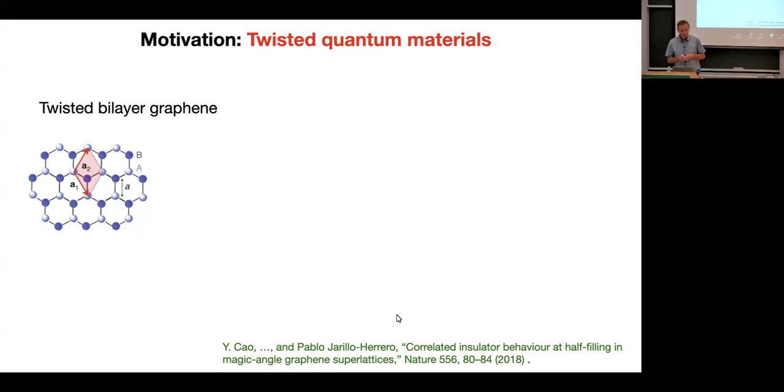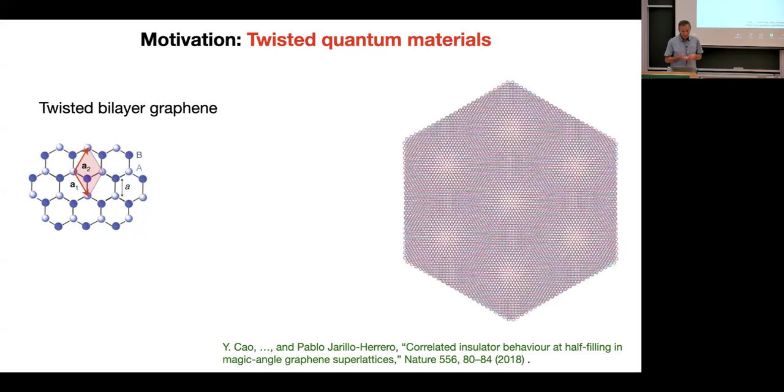It all started with this paper from Pablo Jarillo-Herrero's group at MIT that I'm citing here, who reported for the first time a successful creation of twisted bilayer graphene. So let me motivate what I'm going to say with that. Graphene itself is a monolayer thin sheet of carbon atoms arranged in a simple honeycomb lattice.